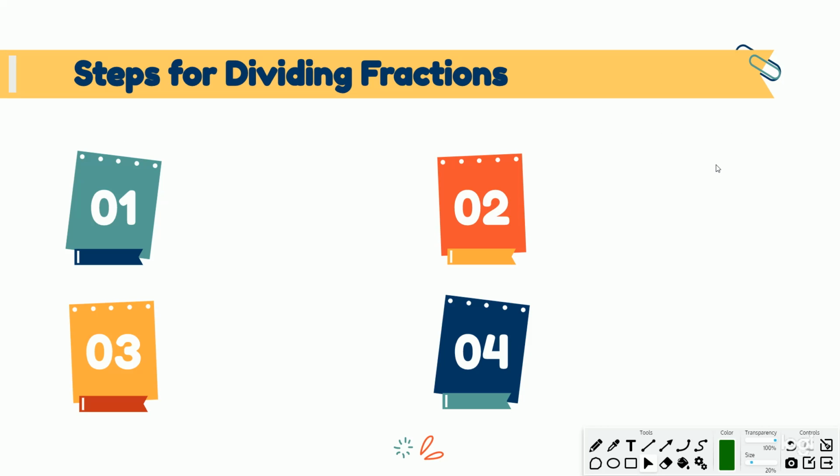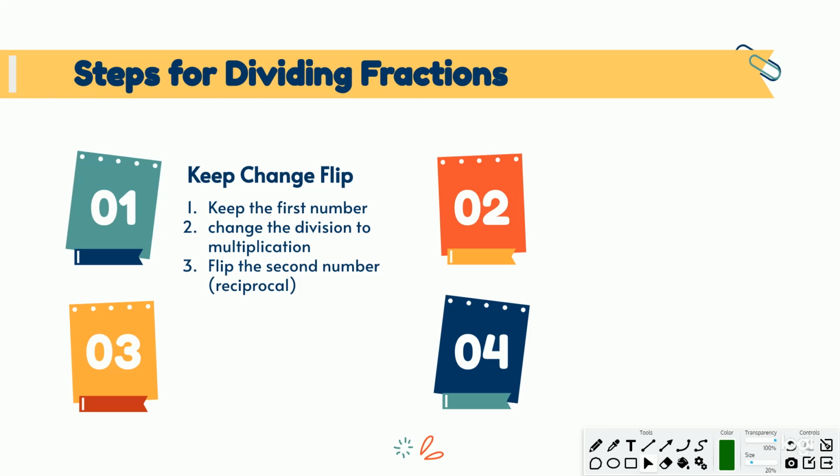So the steps for dividing fractions. There's 4 simple steps for dividing fractions. The first one is one that you guys are pretty familiar with, and that's keep, change, flip. So we need to keep our first fraction or first number the same. We're going to change our division sign into a multiplication sign. And then we're going to flip the second number to the reciprocal. So we're going to keep the first number, change the sign, flip the second fraction over.